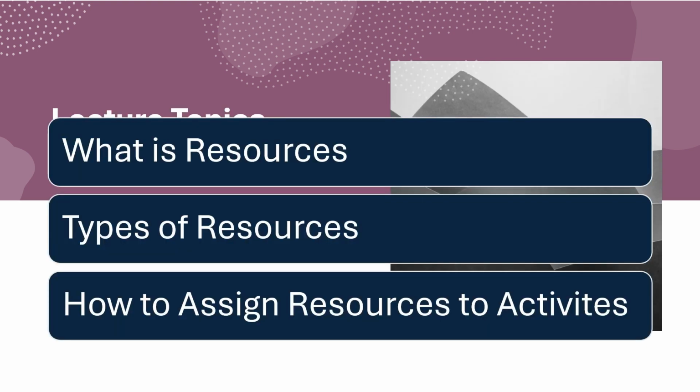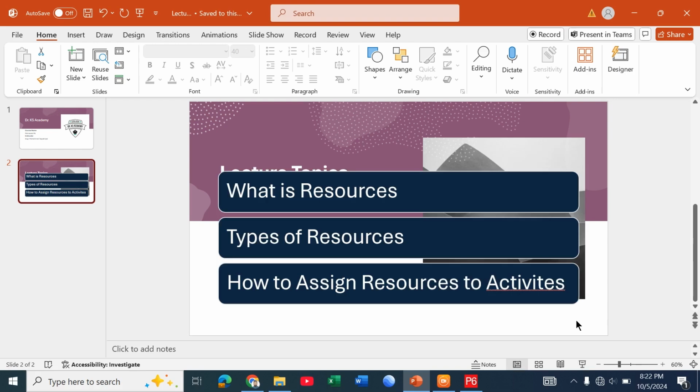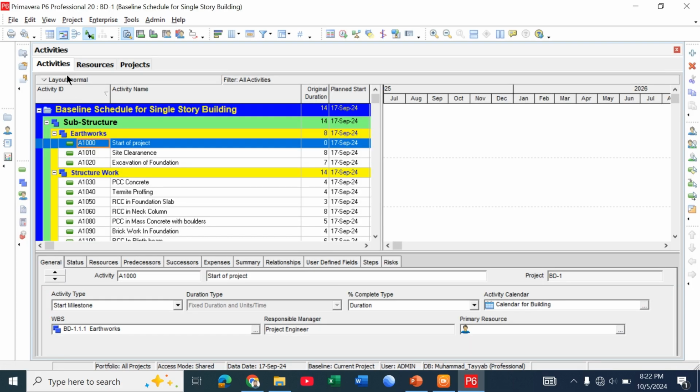Today we will discuss what resources are, what the different types of resources are, and how to assign resources to activities. Let's discuss in Primavera. In Primavera, resources are basically all the material, all your labor, and all other cost which is necessary for the completion of a project.